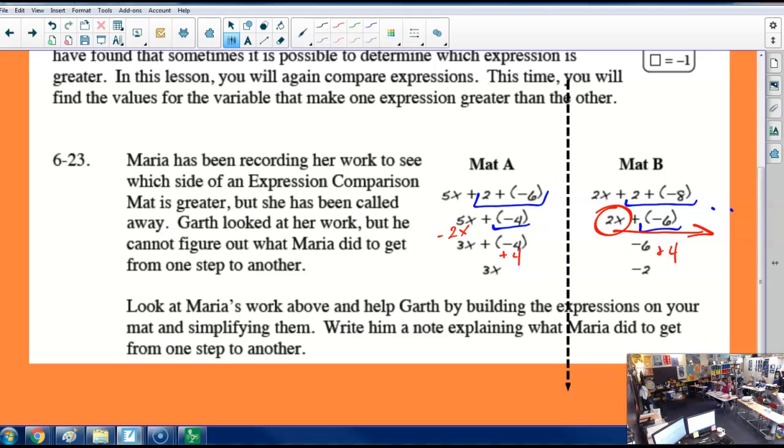What does Maria tell Garth, Callie? Yeah, because why? This is just a variable term and just a constant term. We don't know how these compare. We don't know yet. But we got it down to a pretty simplified version: 3x over here, -2 over there. If somebody tells me what x is, then we can figure out which side's bigger. Any questions on what Maria and Garth did there?